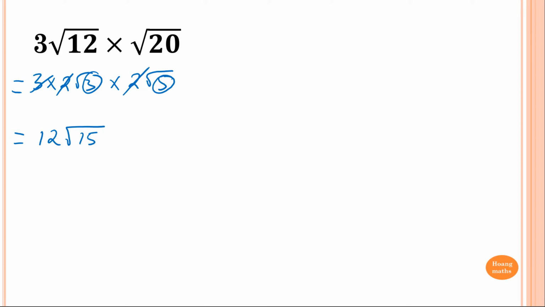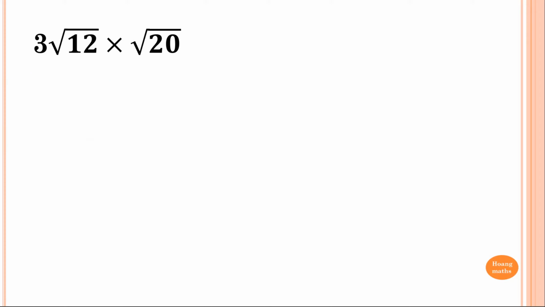Simple? Okay, a little bit simple, right? But if you times 12 times 20, and then you simplify, there's nothing wrong with that. But it's a bit harder because you're dealing with a large number. Okay, so or I can show you another way. There's so many ways to do it actually.